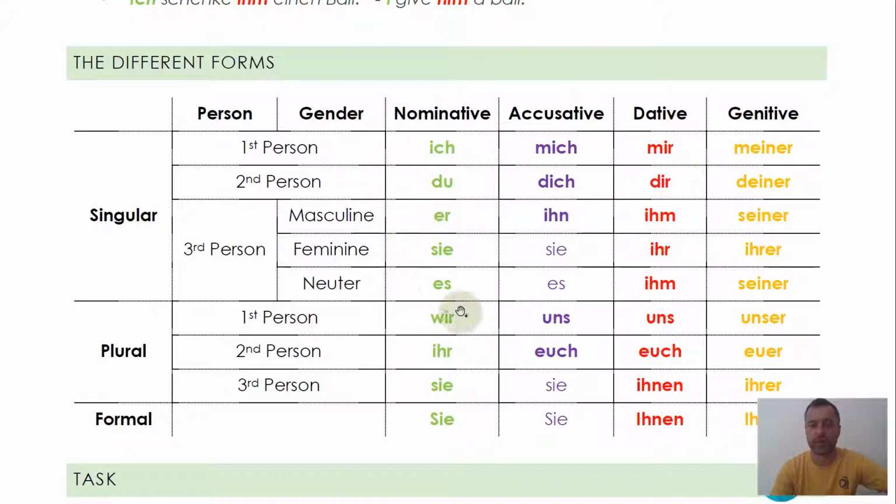So we have the same thing here. Feminine and neuter stay the way they are, same like in nominative. So er goes to ihn, and sie and es stay the same. But in dative, you have to change them all. And er becomes ihm, sie becomes ihr, es becomes ihm.